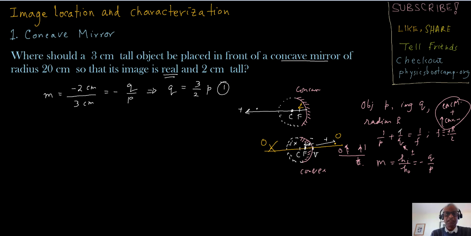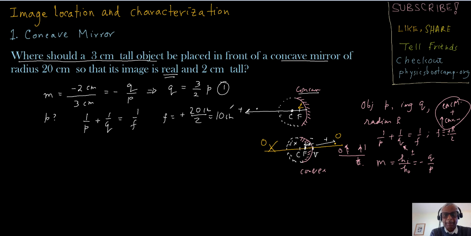Then the other equation will be here, and here we want to find out where the object should be. So the question is about P, so we want P. This is not enough information. From here we have 1 over P plus 1 over Q equals 1 over F. Over here F is positive because we have a concave mirror, so F is equal to plus 20 centimeter over 2, which is 10 centimeter. Now I want P, so I can replace Q with this, so 1 over P plus 2 over 3P, and F will be 1 over 10. So now I need to solve for P. Let me just solve it like this: 1 over P times 1 plus 2/3 equals 1 over 10.